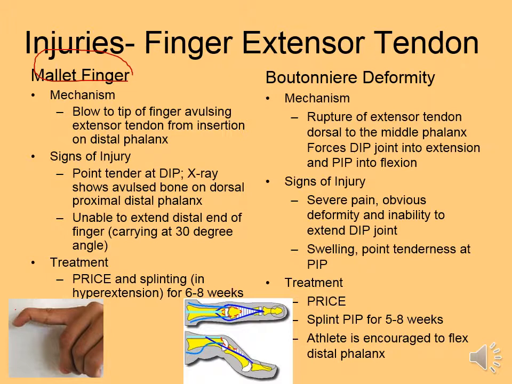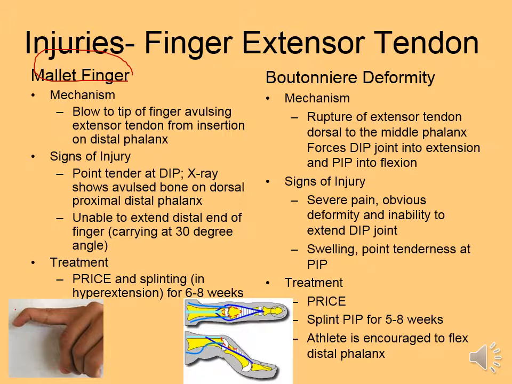Our signs here would be tenderness over that attachment site, and then x-ray will show an avulsed bone. A little piece of bone will have gotten pulled off of the main part of the bone on the dorsal proximal distal phalanx, so right under the nail there. And the person's going to be unable to extend the distal end of their finger. It'll just be stuck in that position.